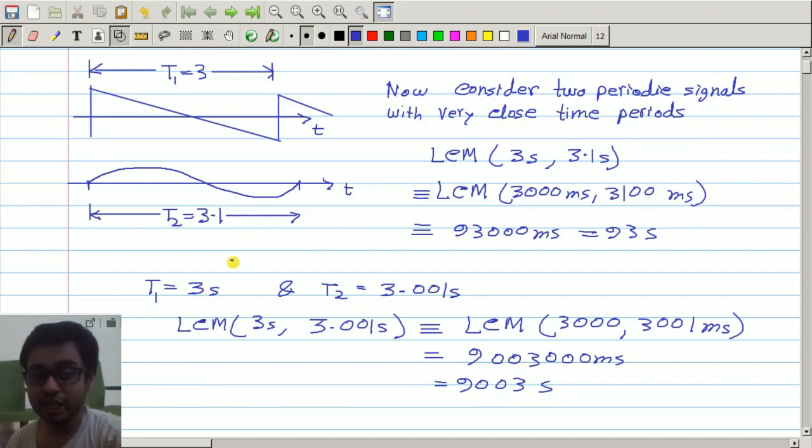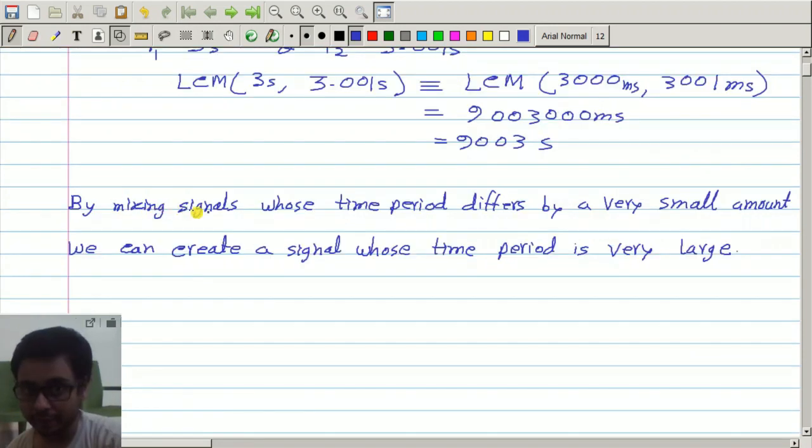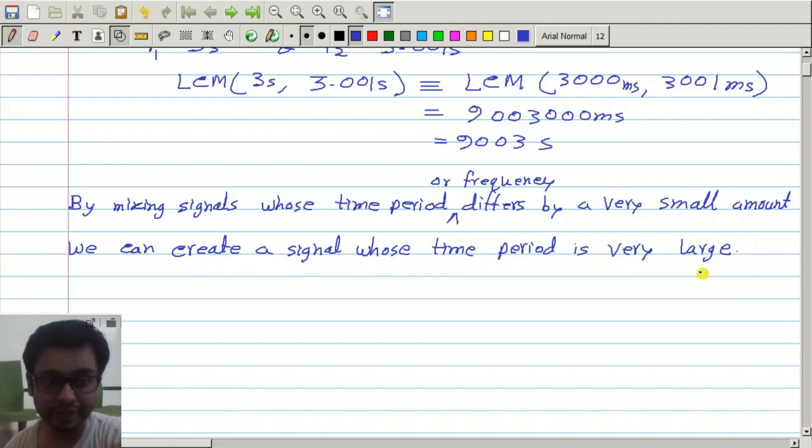And in the extreme case, if you want to create an aperiodic signal, that means a signal with time period infinity, you have to mix signals whose time periods differ by very small amount or infinitesimally small amount. That is the second thing to learn today. By mixing signals whose time period or frequency differs by a very small amount, we can create a signal whose time period will be very large. In this way, by mixing signals whose frequency or time period differs infinitesimally, we can create actually an aperiodic signal, that is a signal with infinitely large time period.